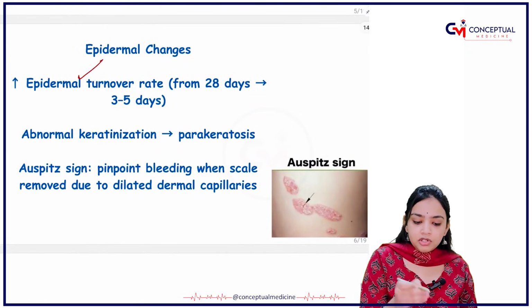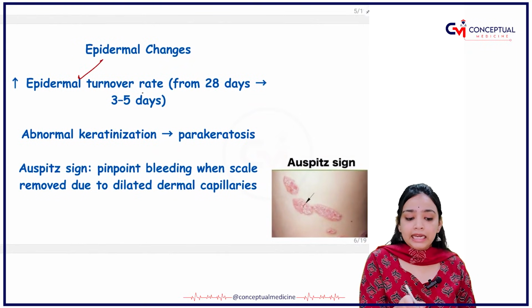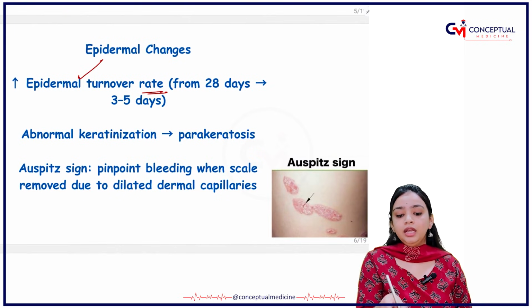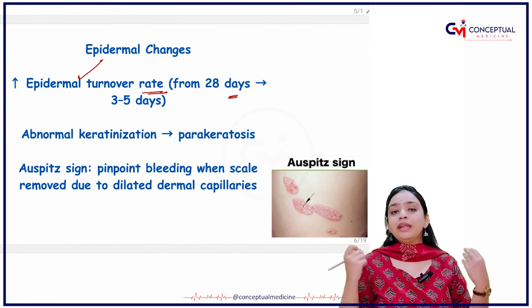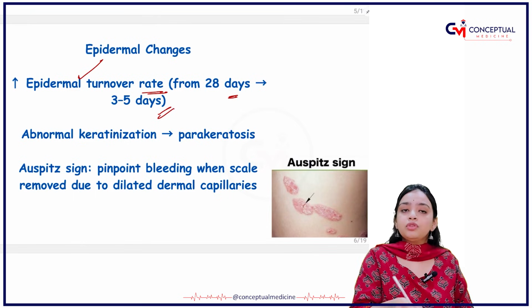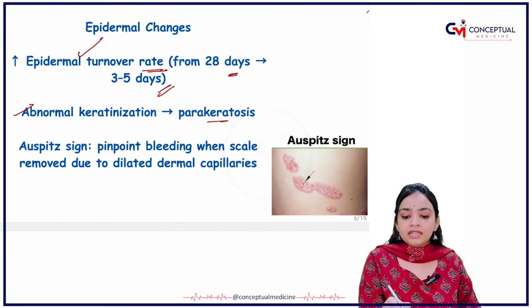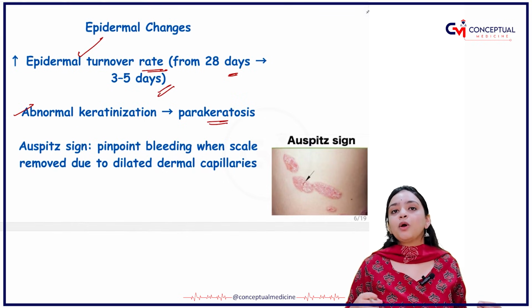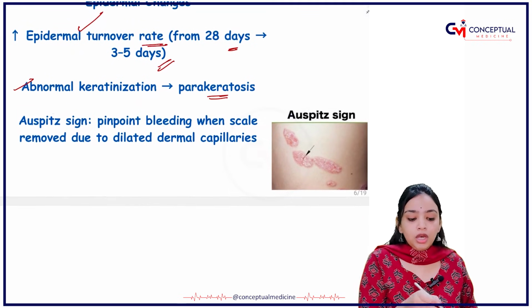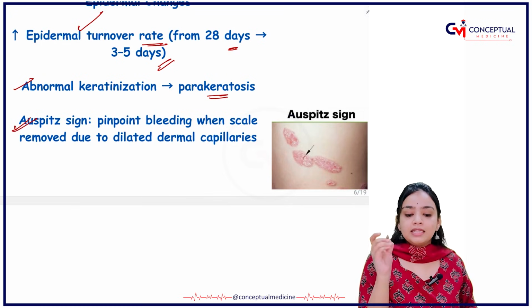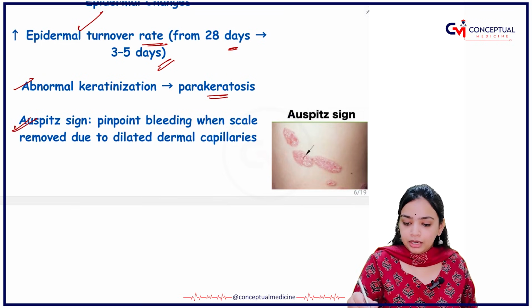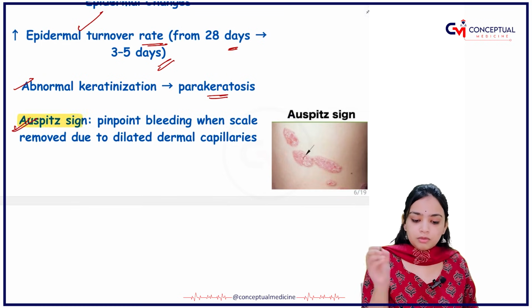What are the epidermal changes you are able to see? There is an increased epidermal turnover rate, that is from 28 days, it goes to only 3 to 5 days. Then you have abnormal keratinization, that is parakeratosis. There will be an excess amount of cells being produced. You have something called the Auspitz sign. The Auspitz sign is very important in case of psoriasis, so just remember the Auspitz sign.